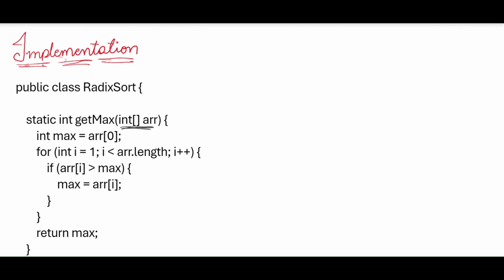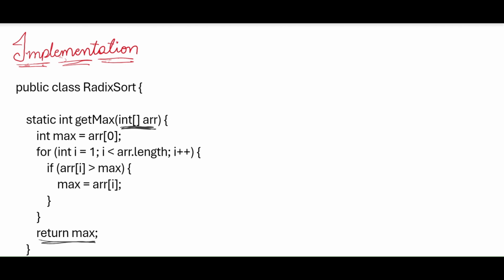What does this function do? This method getMax takes an array as argument. See here you can see the int array. This is an array argument and it returns the maximum value of the array. Here you can see the return max means it will take the array as input and return the maximum element in the array.